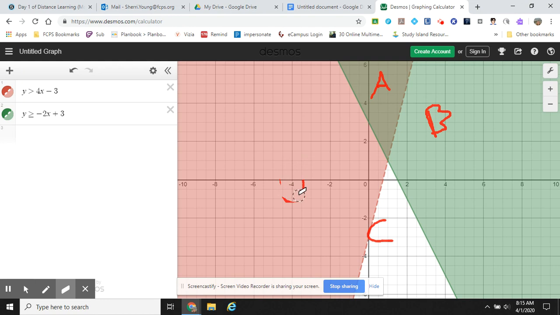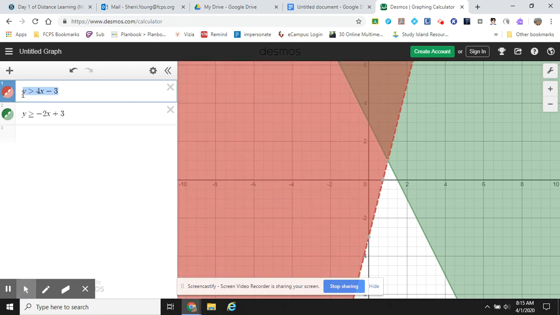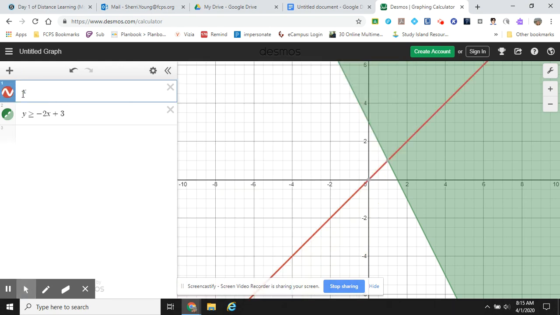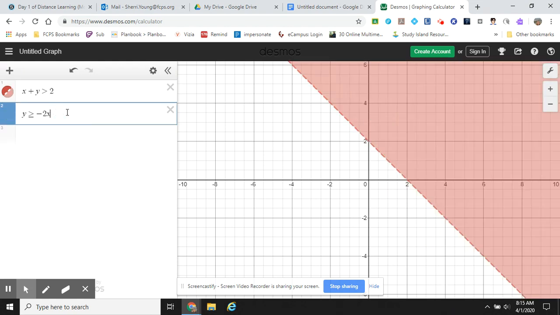So let me erase all those out. I'm going to show one more, and this one's just going to be a little different, but not by much. So I'm going to change my first inequality to be x plus y is greater than 2, and 2x minus y is greater than 1.